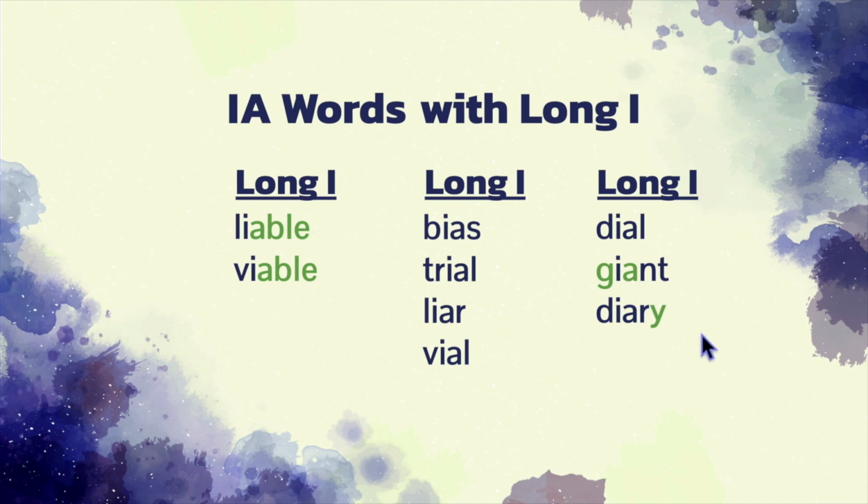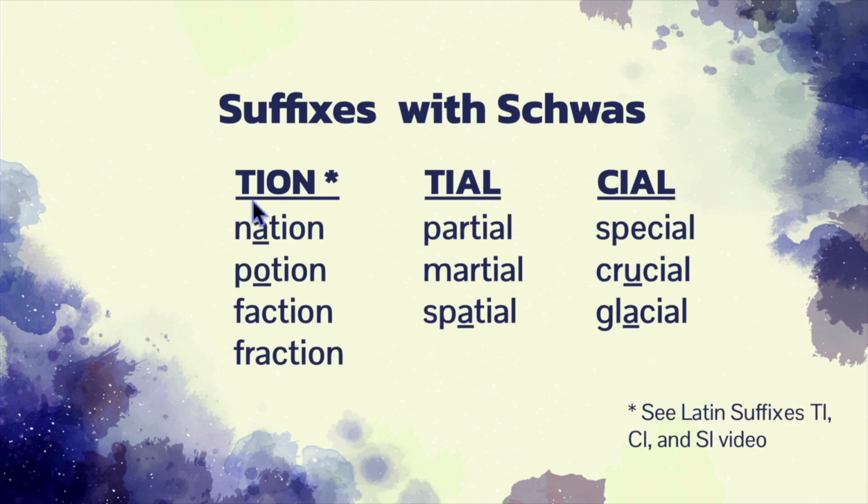Giant, diary. The Y at the end has the long E sound. Here are more suffixes where you have I in front of another O. But these suffixes all have the schwa sound. What that means is that rather than having an IO or EO sound here or an EA sound here, it sounds more like ul. The TI and the CI in these suffixes sound like sh.